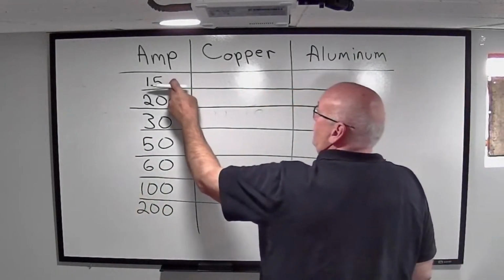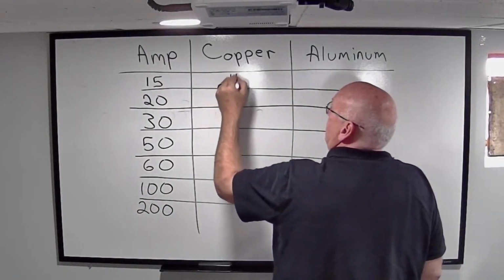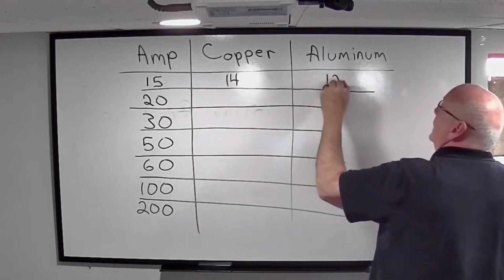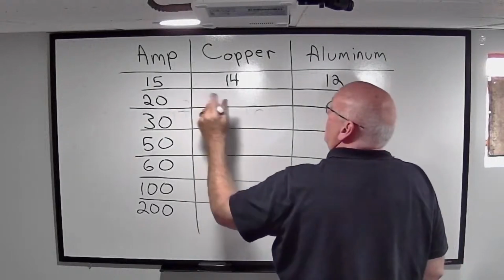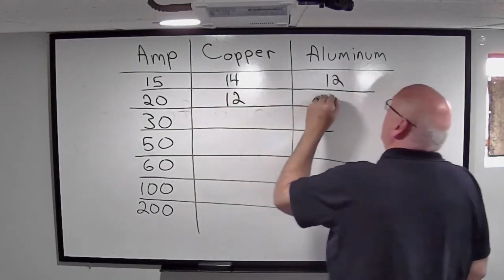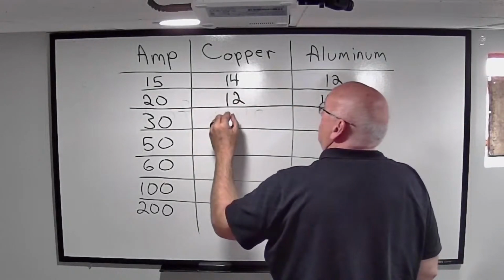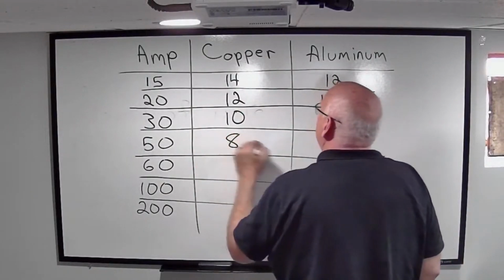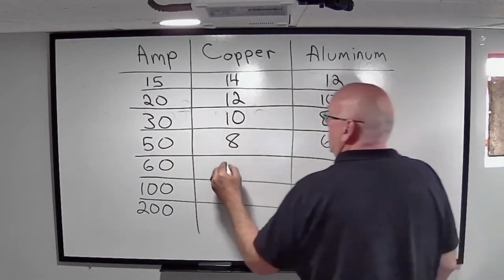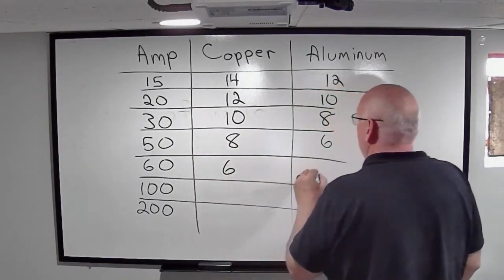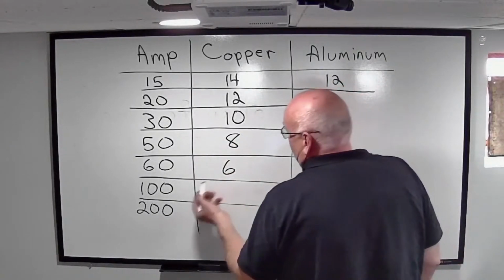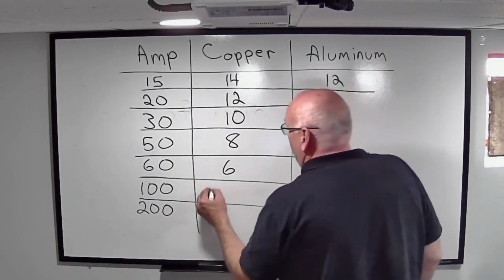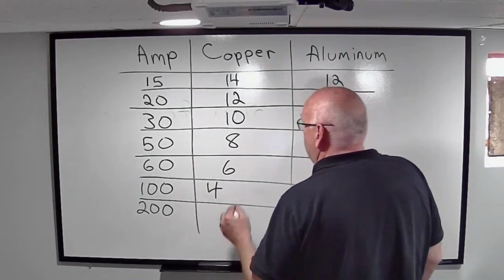All right, so for a 15 amp, I'm going to need a 14 gauge copper wire or a number 12 aluminum. For 20 amps, I'm going to need a 12 or a 10. 30, I'm going to need a 10 or an 8. 50, I'm going to need an 8 or a 6. 6, 4, and then the NEC does say 4 for 100 amps.